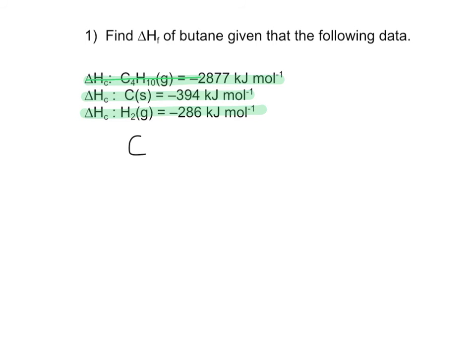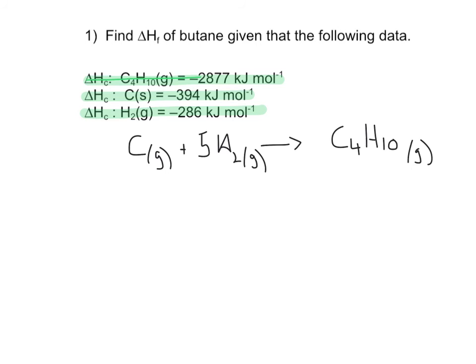So it's formed from carbon and hydrogen. It's an alkane and it's C4H10. We'll pop in our state symbols. We need to form 1 mole of it, but we've got to make sure that it's balanced. Now this is what we want to find, and this is a delta HF value.